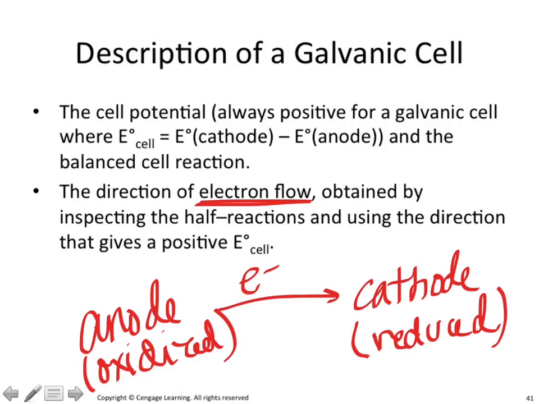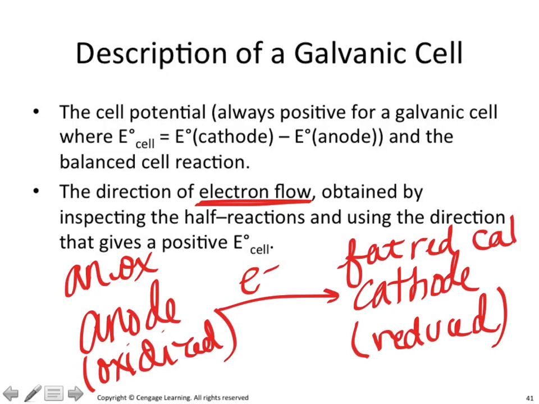So your anode gets skinnier while your cathode gets fatter. Okay? Anorexic ox and fat red cat. Not where my mind is going. So anorexic ox and your fat red cat.